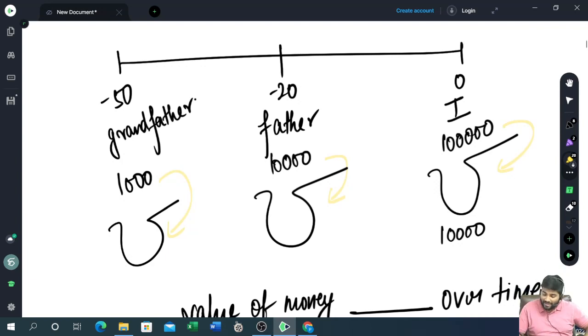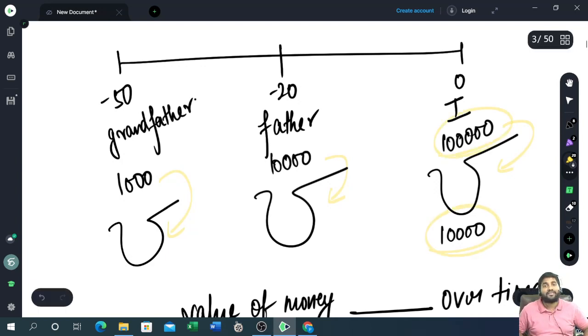So if today, instead of 1 lakh, I am having 10,000 rupees, will I be able to buy the same bundle of goods, less or more? The answer is less. Why? Because the value of money or purchasing power of money has decreased over time. So if today I am having 10,000 rupees or 1,000 rupees, I will be able to buy less goods because there is inflation in our economy. There are constant rises in prices of goods. So what can I say?